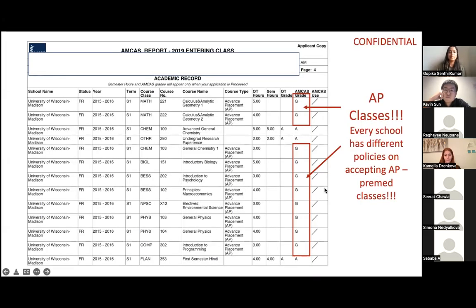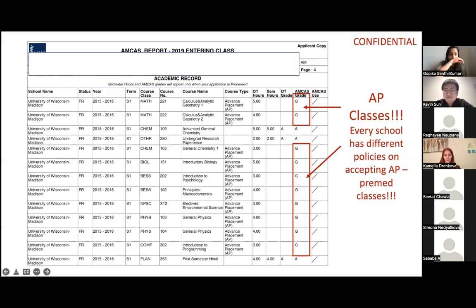So I'm going to dive into the AMCAS, and I actually have some screenshots from my AMCAS application. I probably should have mentioned this: if it says confidential in the top right corner, please don't screenshot or share any of this. If it does not say confidential and you find any of the information useful, please feel free to screenshot that and use that. As long as it doesn't say confidential, go ham.